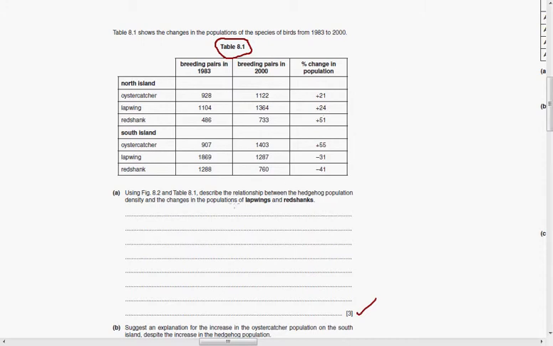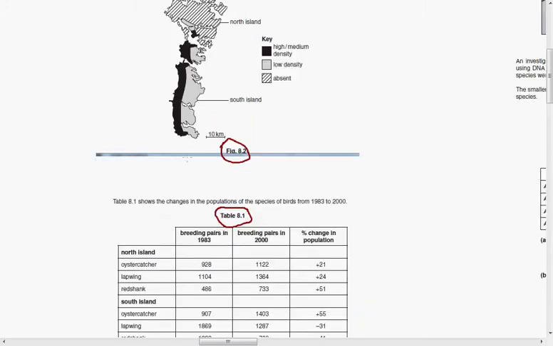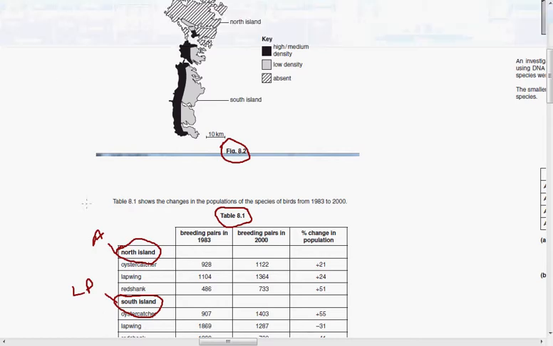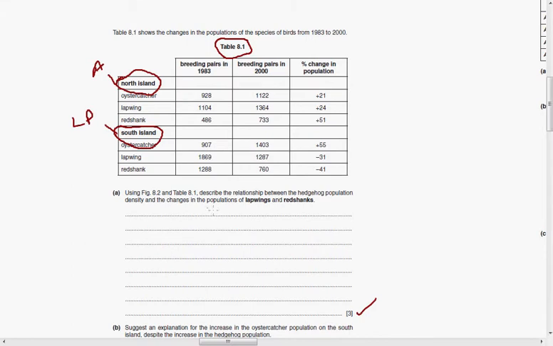So we say the relationship between the hedgehog population density and the changes in the population of lapwings. The first variable is hedgehog population density, which is this one. Okay, we have 2 islands, North Island and South Island, right? We just have to figure out that this one has low density, and this one has absent, completely absent. That's the first thing we have to figure out. Then the change in the population of lapwings and red shanks.